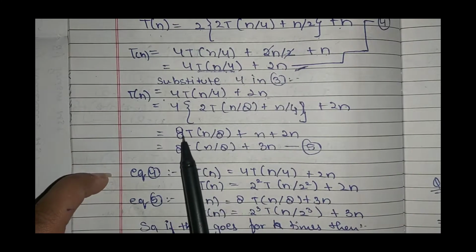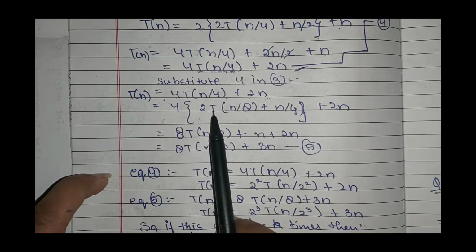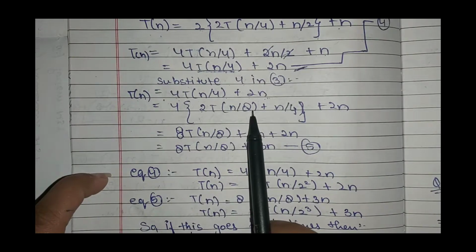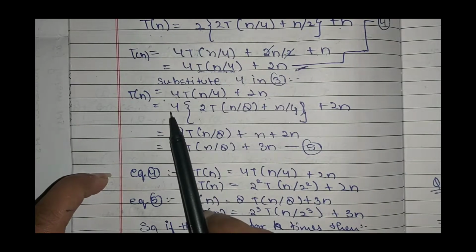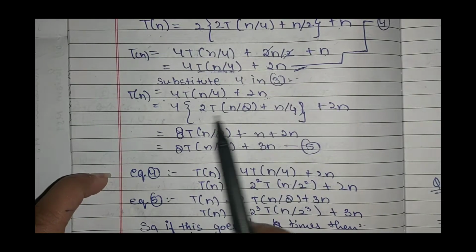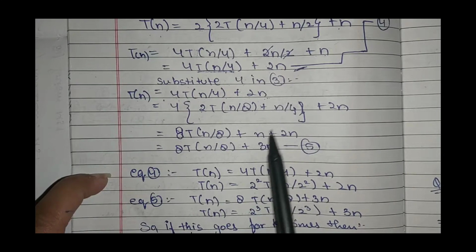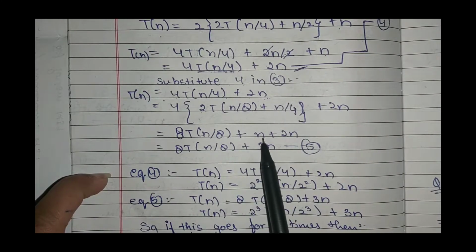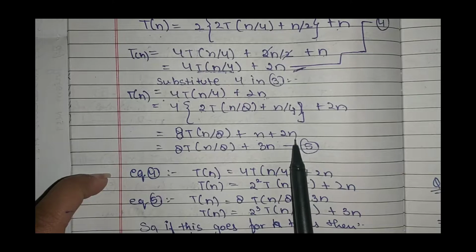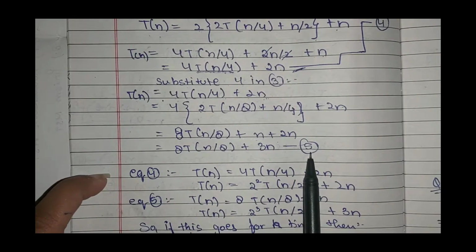What we'll get: 4 into 2t is 8t, and n by 8 is in brackets, so there is no need to multiply it again. Plus 4 into n by 4, the 4 will be cancelled out, so it will be n, and 2n as it is. We'll simplify it: n plus 2n is 3n. So this is the fifth equation that we are getting.